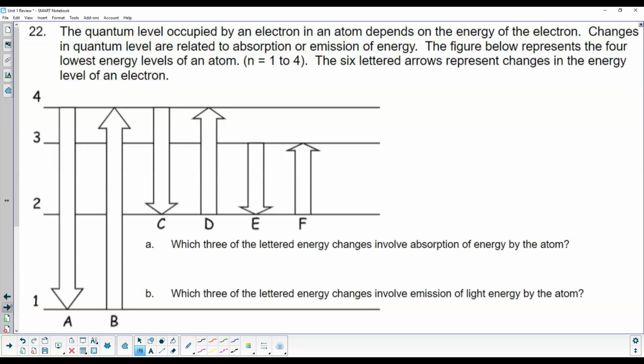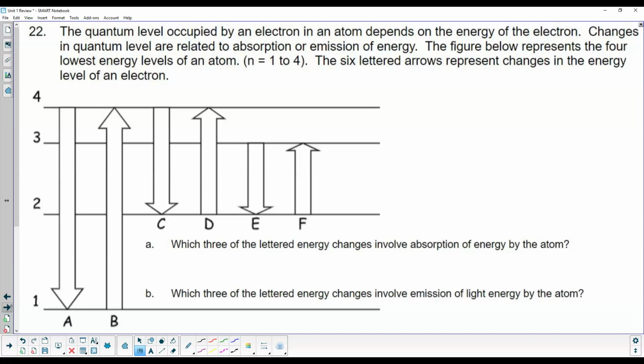22, the quantum level occupied by an electron depends upon the energy of the electron. Changes in the quantum level are related to the absorption or emission of energy. The figure below represents the 4 lowest energy levels of an atom, so the principal quantum number 1 through 4. The 6 lettered arrows represent changes in energy of an electron. So which of the lettered energy levels involves absorption of energy by an atom?